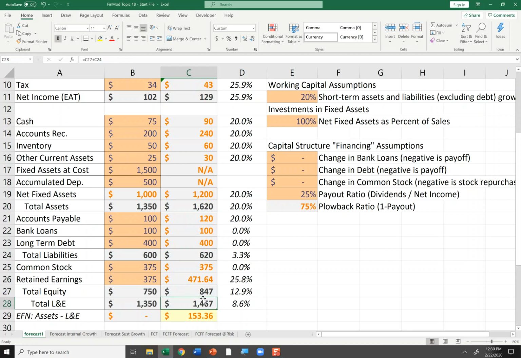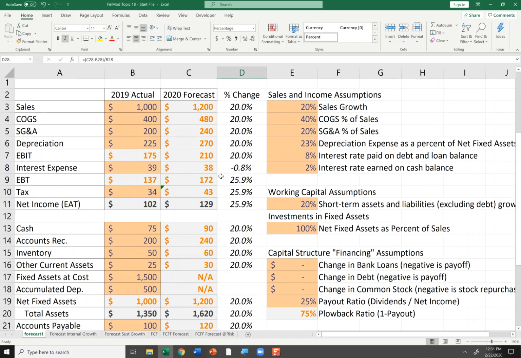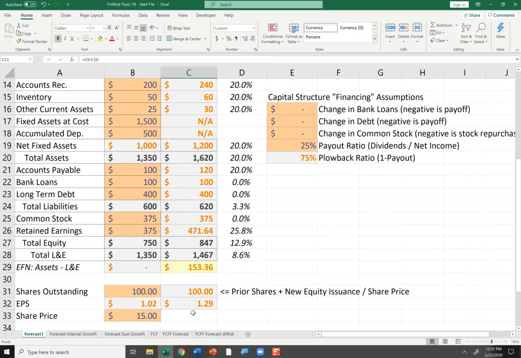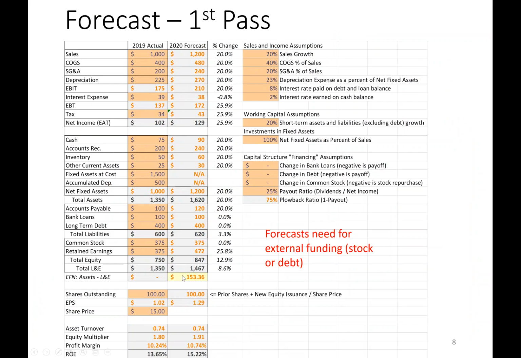And if you look at our forecast, we have a pretty big jump in sales, 20%, which is leading to a pretty big jump in total assets, which is also growing by 20% here. So I'm going to need to finance $153 of these assets, because right now my L&E is only equal to 1467. This is the end of our first pass of financial statements. And our goal here is to see what the first pass net income is going to look like, and then also evaluate down here how much external funds are needed to finance this growth. So there's my first pass.